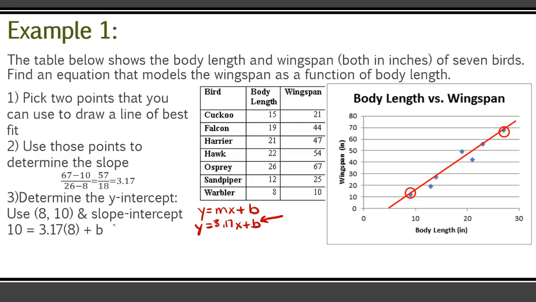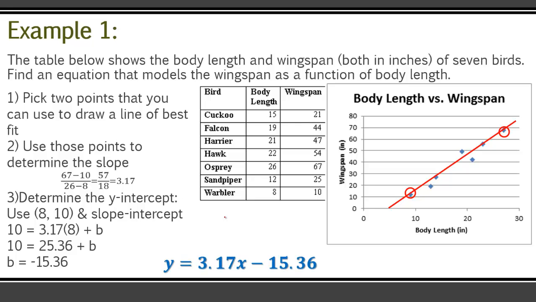Okay, to do that, we're going to take that 8, 10, replace x and y with the 8 and the 10, as you can see I did here. So 10 equals 3.17 times 8 plus b. So when you do 3.17 times 8, you get 25.36 plus b, and subtract 25.36 from both sides, and you get negative 15.36. So now we have our b. We have our slope and our b, so your answer is y equals 3.17x minus 15.36, because it's negative 15.36.